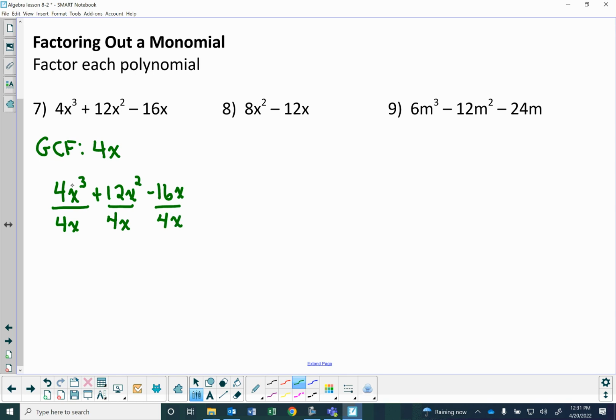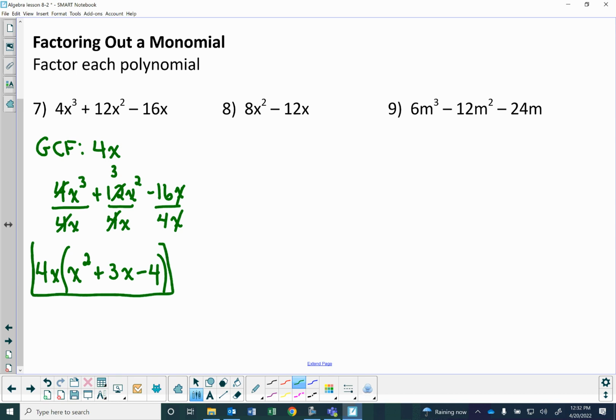So as you can clearly see here in this first term, my 4's cancel out. X to the third divided by x becomes x squared. In my middle term, 12 divided by 4 is 3, and x squared divided by x is 3x. And then negative 16 divided by negative 4 is negative 4, and my x's cancel here. But we also have to list what it was that we took out. What was my greatest common factor, which is 4x. So if you factor out a 4x out of 4x cubed plus 12x squared minus 16x, you're going to get x squared plus 3x minus 4.